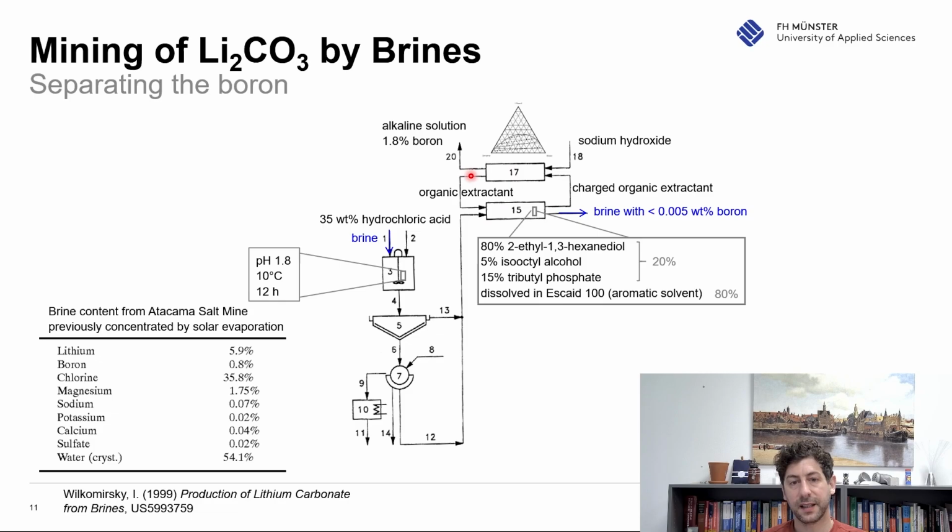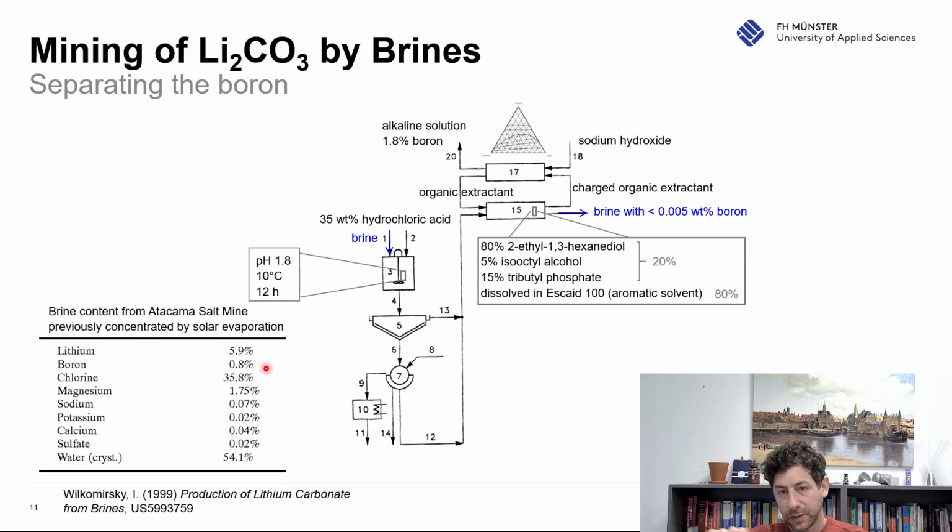But since only 70% is precipitated from 0.8%, we still have to do a second separation step, and this is here an extraction step. And extraction is from a different topic of chemical engineering, but maybe you have seen these diagrams of how to separate. It's a liquid separation, and after the extraction we will get a brine with 0.005 weight% boron. So the boron is out.